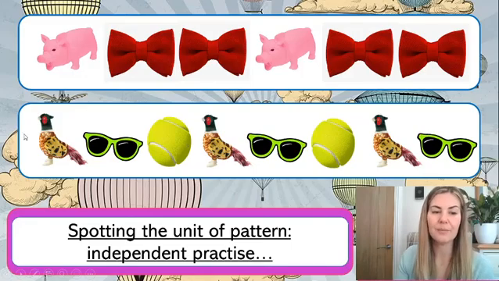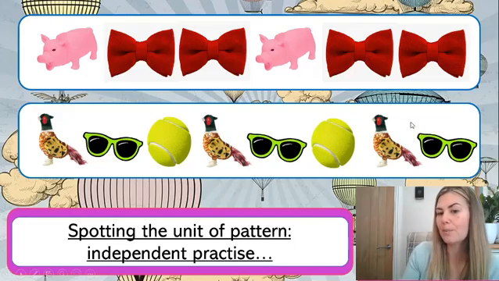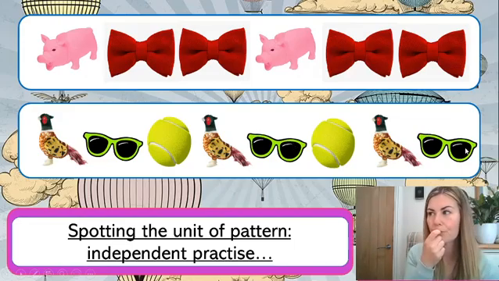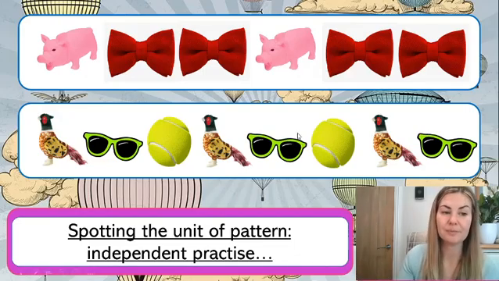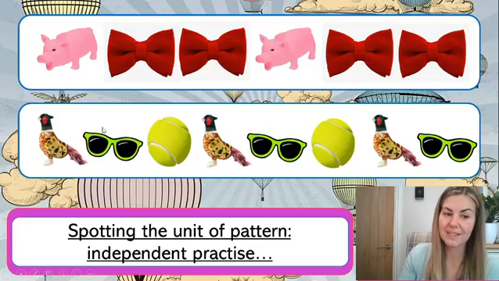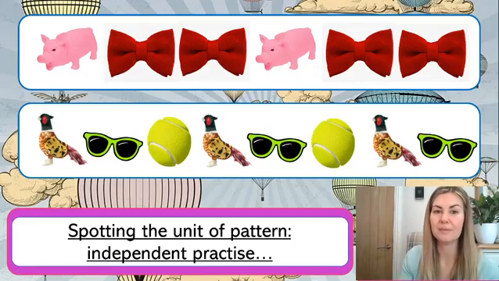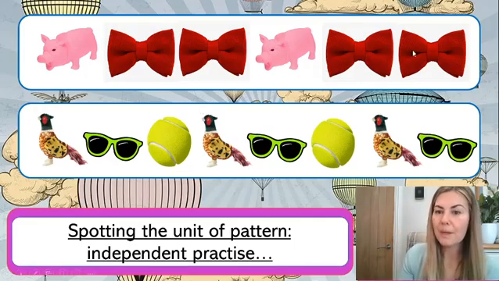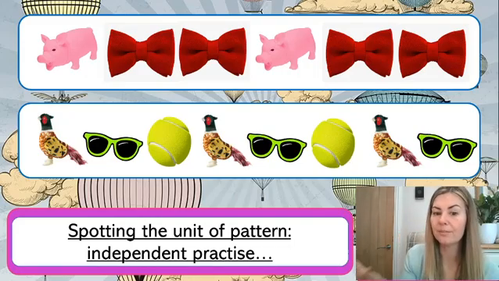Down the bottom here, we have pheasant, shades, ball. Pheasant, shades, ball, pheasant, shades. Can you tell me what the unit pattern is? Right, so in this pattern, it was a pheasant, then a pair of sunglasses, and then a ball. Those 3 things made the pattern. So the top one here had 3 items, but 2 were the same. And the bottom pattern had 3 items, and they were all different.